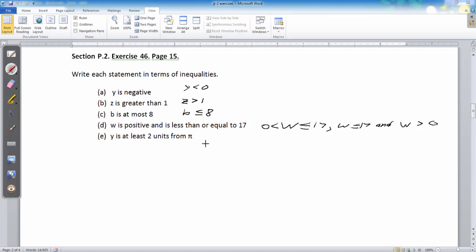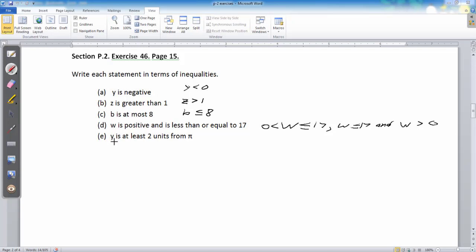Y is at least 2 units from pi. This is probably the most missed problem in the homework for this section. The idea here is that you have to talk about the distance between these 2 units. And whenever people are doing problems where they have to interpret mathematical language, a lot of times if you take away the variables and replace them with names, people have a much better grasp than they think.